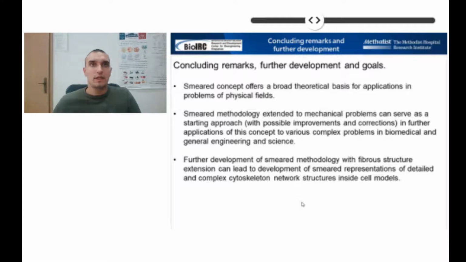So to conclude this talk, we think that the smeared concept offers a broad theoretical basis for applications in problems of physical fields. Smeared methodology extended to mechanical problems can serve as a starting approach, with possible improvements and corrections in further applications of this concept to various complex problems in biomedical and general engineering and science. Also, further development of the smeared methodology with fibrous structure extension can lead to development of smeared representation of detailed and complex cytoskeletal network structures inside cell models.